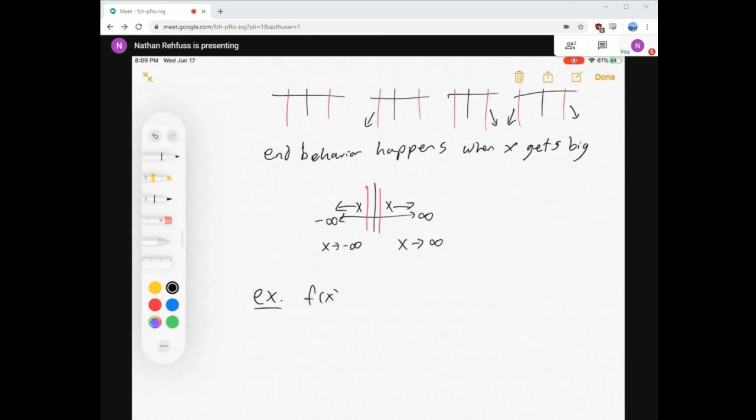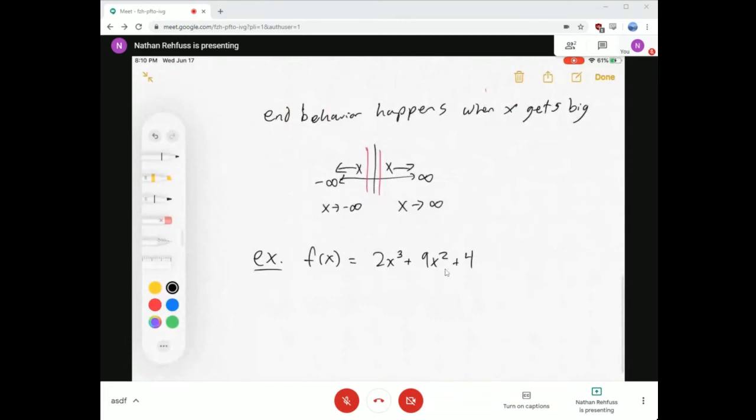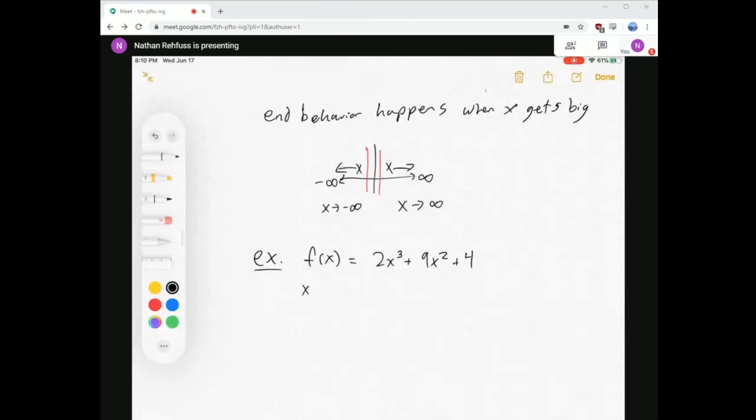Let's say f of x is 2x cubed plus 9x squared plus 4. So for local values, anything is really fair game. Like if I plug in x equals 1, I'm going to get 2 plus 9 plus 4, which is 15. If I plug in x is 0, I'll get 4. If I plug in x is 2, I'll get some other number, 48. So I don't really know what it's doing there, but I can pick ridiculous values. Now look what happens. Let's say x equals 10, or x equals 100, or x equals 1000.